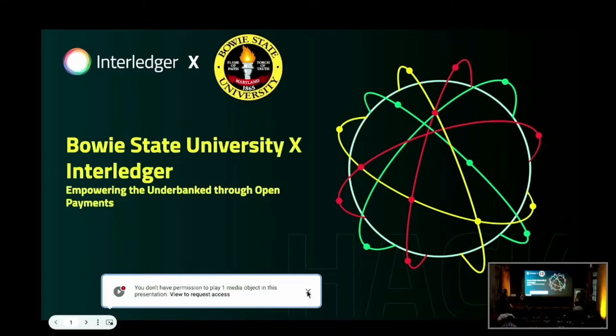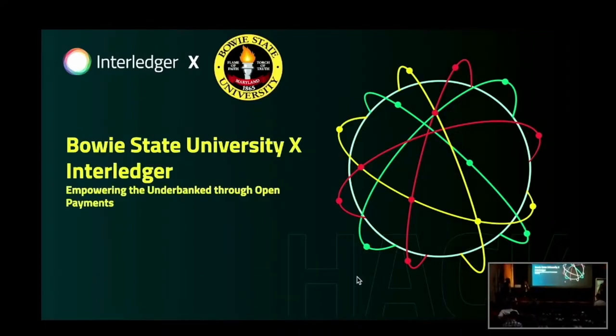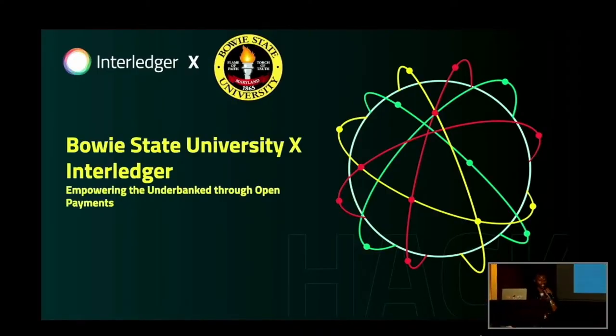I'll introduce myself again. Hello, my name is Efe Aworigba. I'm a second-year undergraduate student. This is Thomasin Lanyi. She's a third-year undergrad student. And Emmanuel Osuntini. He's a fourth-year undergrad student. And we're here representing Bowie State University, the first historically black college in Maryland, USA.